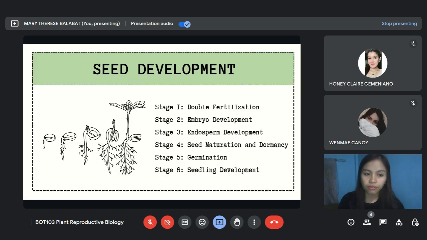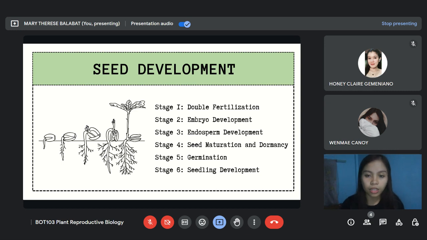So moving on for plant embryology, the third one is seed development. I have listed here six stages for seed development. The first stage is double fertilization, followed by embryo development, endosperm development, seed maturation and dormancy, germination, and lastly, stage 6, which is seedling development.